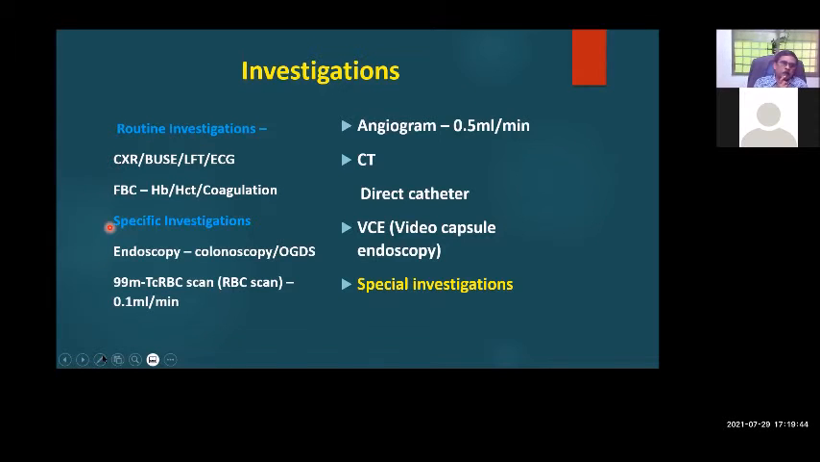Specific investigations include, most important, endoscopy. And the mainstay of investigation and treatment is colonoscopy. Okay, a colonoscopy is a must investigation for patients with lower GI bleeding. Sometimes upper endoscopy also needs to be done if you are unable to exclude upper GI bleeding as a cause.